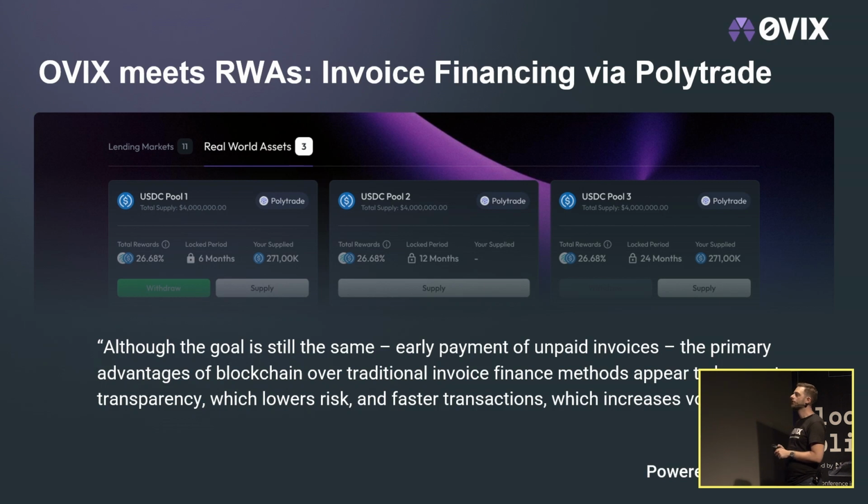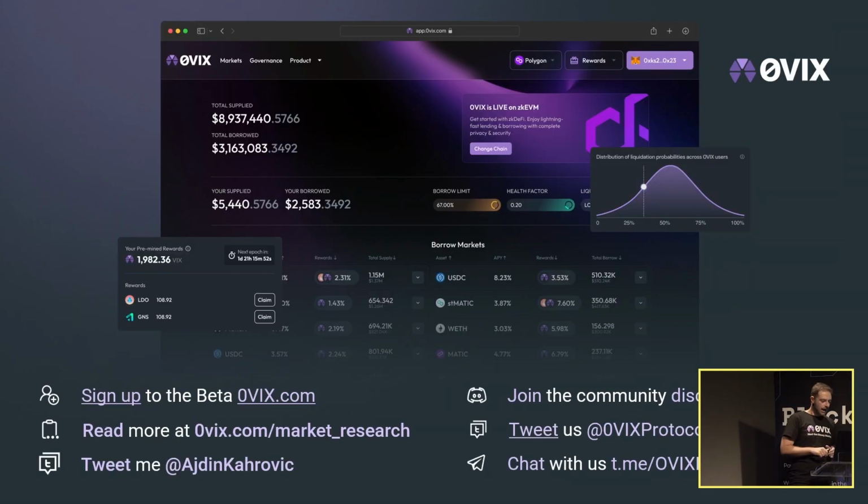So this is something that we are going to release in a month or so, and we are really looking forward to see how our community is going to look at it. But we think this is a very nice way to introduce real-world assets to our existing community, which consists mostly of, as I said, a degen population. And that's it about it.